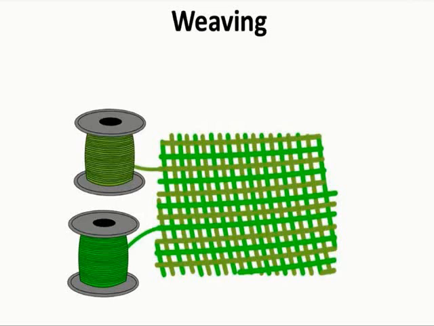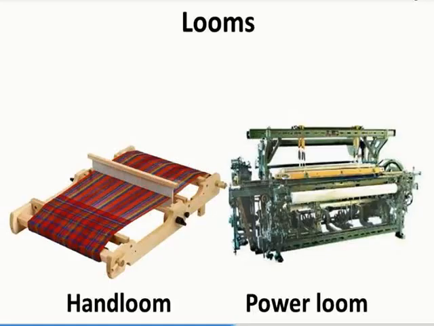Another method or pattern of arrangement of yarn is called weaving. Sometimes 2 yarns are arranged together to form a fabric, and this method is called weaving. Machines used to weave cloth are known as loom. The machine which is run by hand is known as a hand loom, and the other which runs by electric power is known as power loom. If you go to villages, you would see many people weaving fabrics on loom and you would love to watch them.